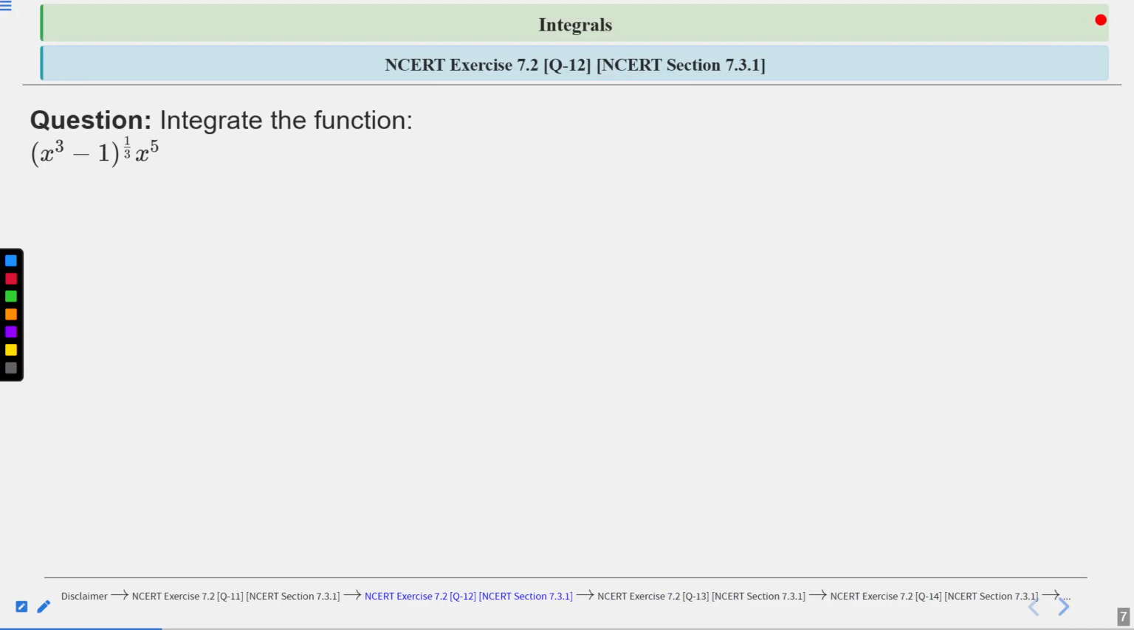Next question is integrate the function. This question is basically NCERT exercise 7.2 question number 12. The function is x cube minus 1 to the power 1 by 3 into x to the power 5. We need to integrate this one, so how can we integrate this?